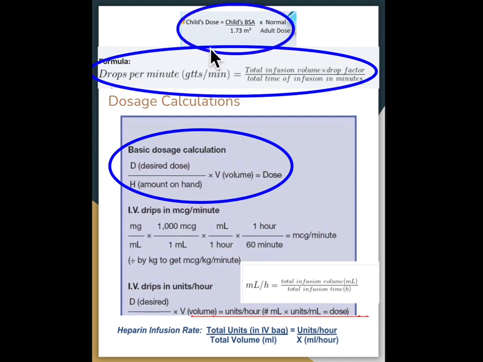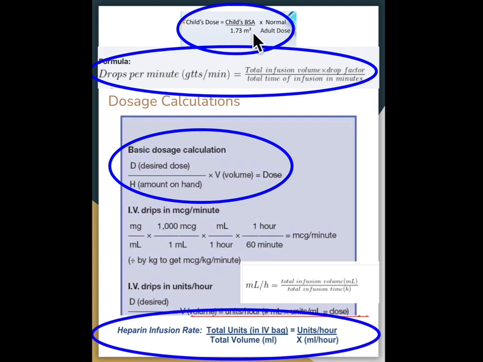All right. And then there's child's dose formula, where you can deduce the child's dose if given the normal adult dose and the child's body surface area. All right. Just knowing 1.73 meters squared will get you there.